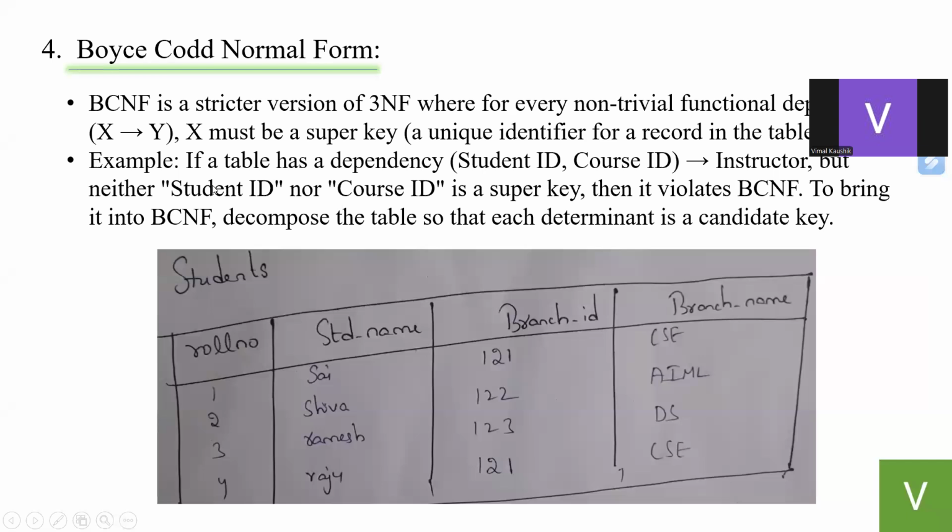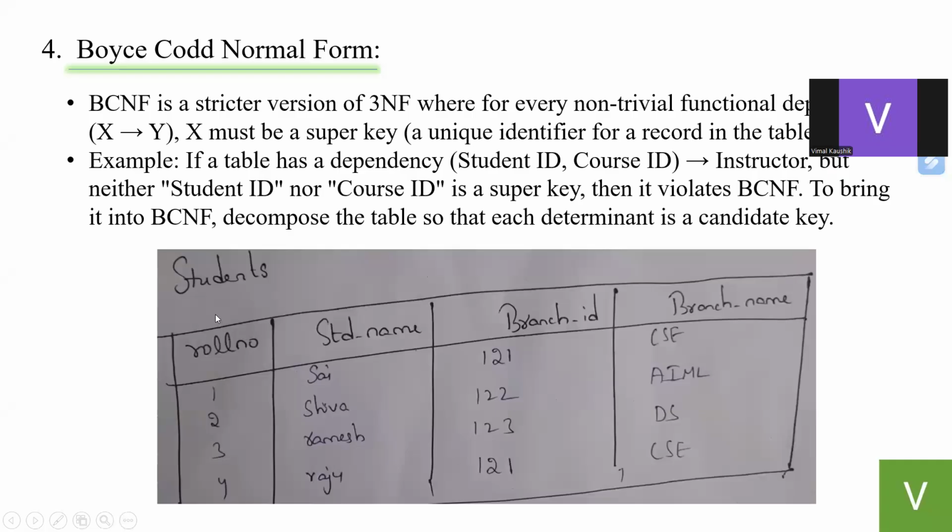For example, let us consider this image first. This is the table student. It consists of four different values. First one is roll number, student name, branch ID, and branch name. Here, roll number is the only primary key, whereas the student name, branch ID, and branch name are non-primary key attributes. So, according to the Boyce-Codd normal form, it should be in 3NF as well as if x depends on y, x must be a super key.